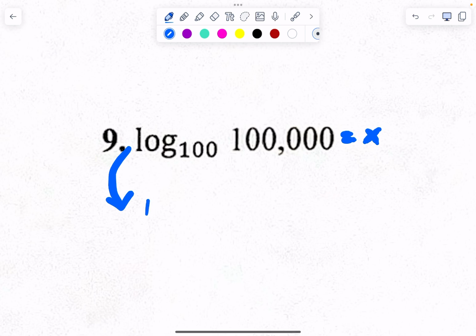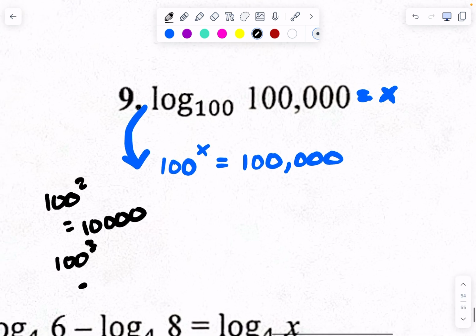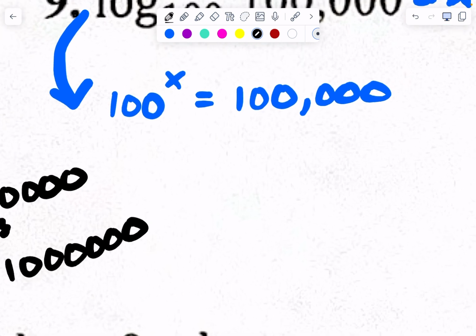So this is 100 to the x power equals 100,000. If I take 100 to the second power, that just doubles the amount of zeros, so I would have 1 with 4 zeros. If I do 100 to the third power, I would have 1 with 6 zeros. I want 5 zeros. Do you think it's 2.5? I don't know. Could be.